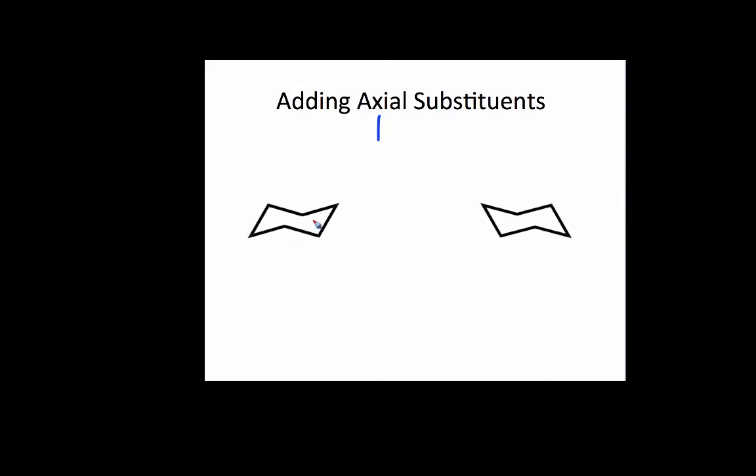Okay, so I think the easiest thing to do is find a point on your ring. Let's just find a point on one of our chairs that's pointed upward. So here's a corner point pointed upward. And we're going to have an axial substituent pointed perfectly straight up in the air. Now if you look at your ring, you can see that in addition to this first carbon, we actually have 3 carbons that are pointed upward, and we have 3 carbons pointed downward.